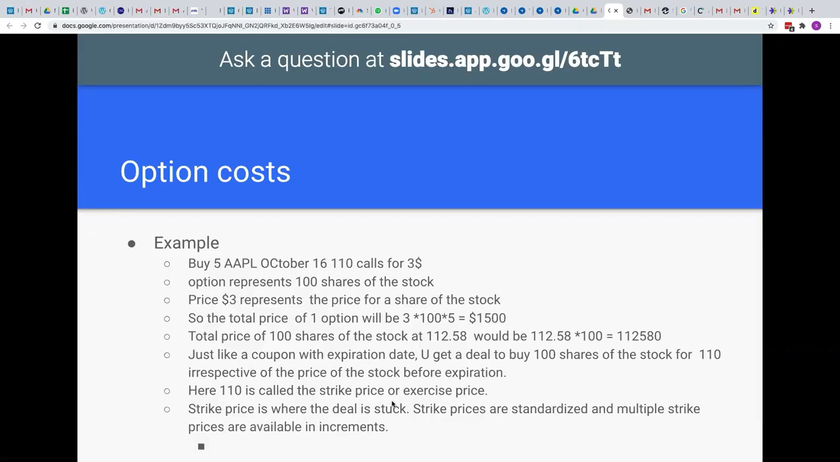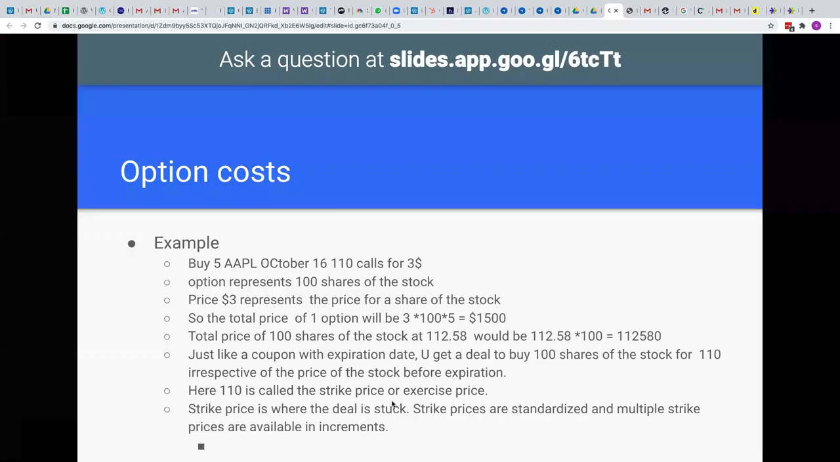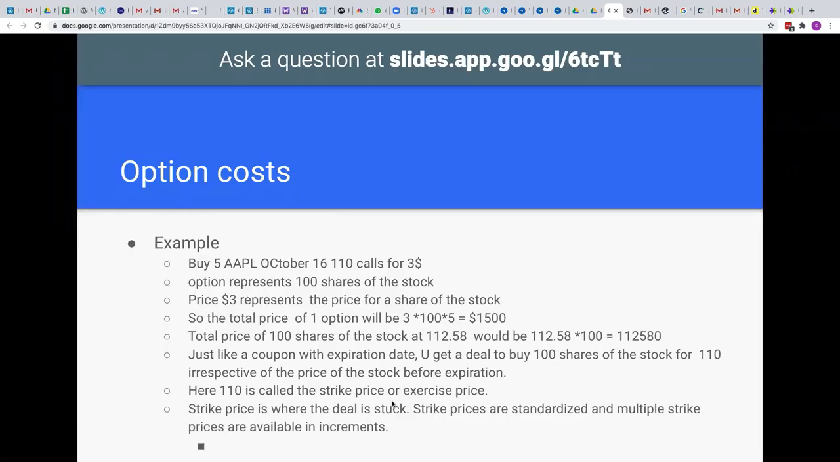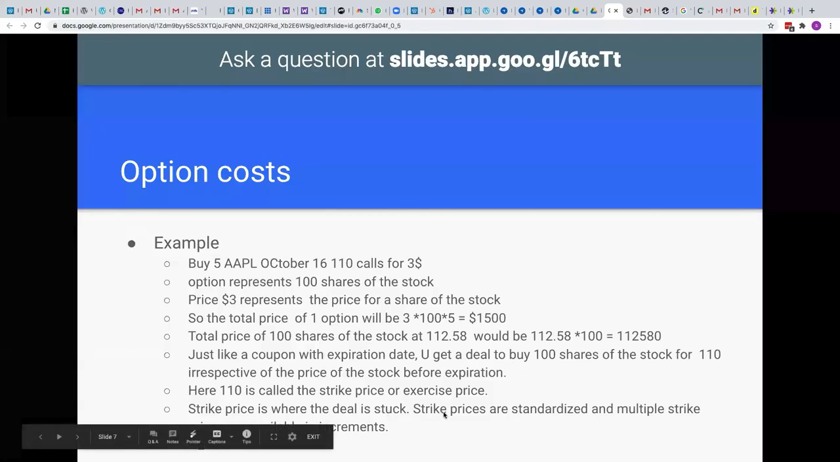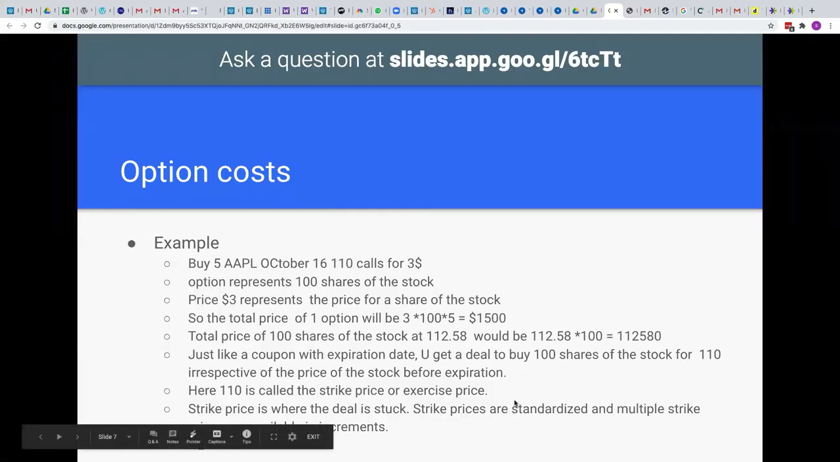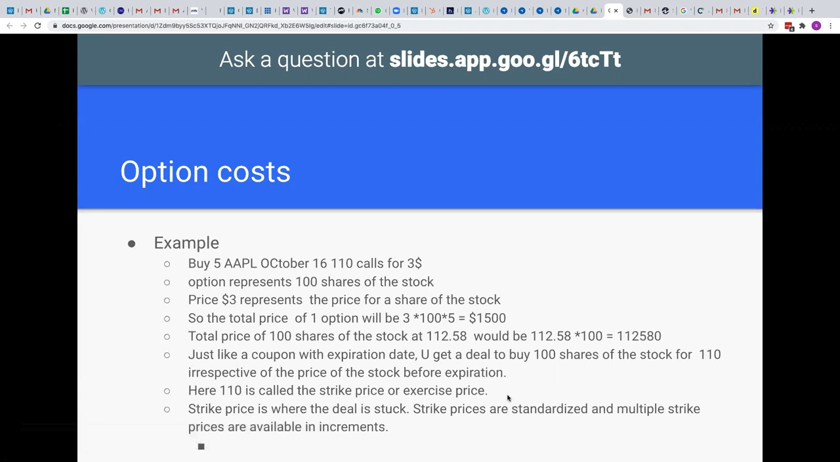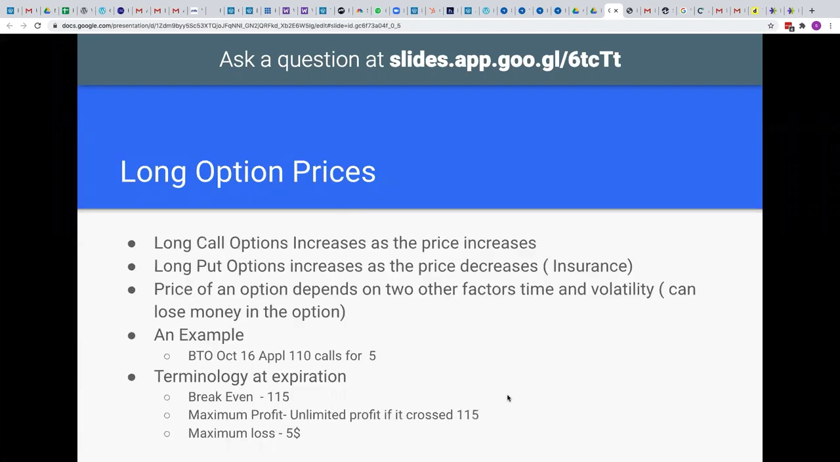So that means your buying price would have been 110, but you would get the stocks at 100. So you got a discount. So 112 minus 2, you are already at a profit of $2.58 when the stock is assigned to you. So strike price is where the deal is struck. And as I said before, strike prices are standardized, okay? That's what it is. So let's move on.